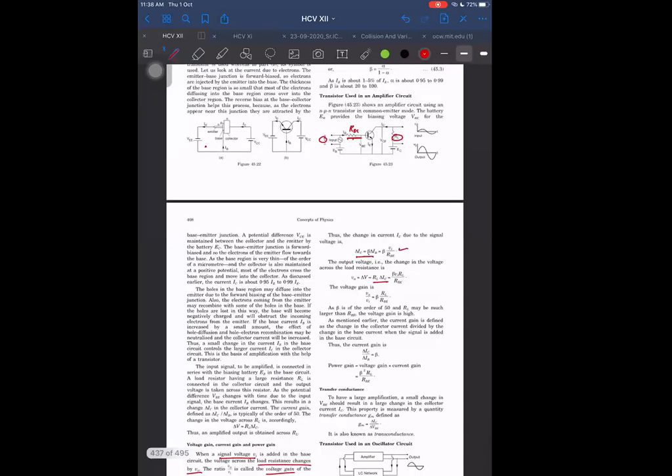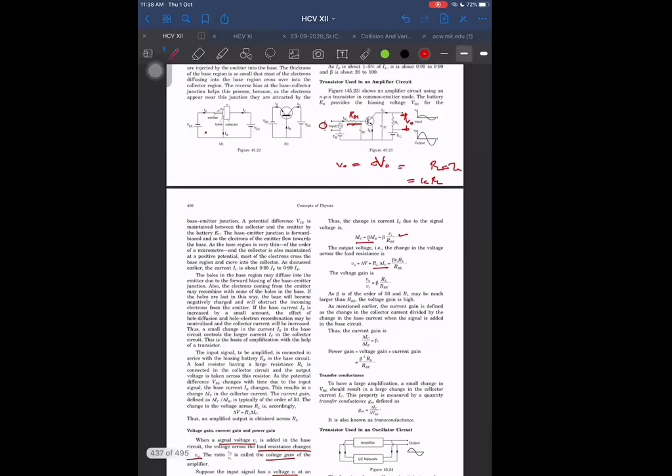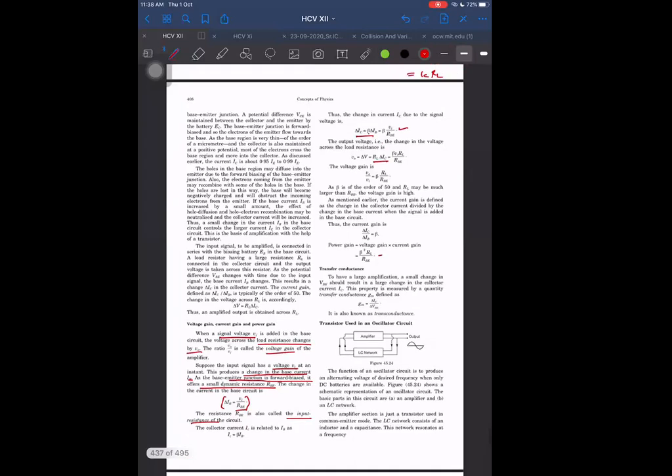RL is at the output, and the output voltage is obtained across it. This is the output voltage. So the change in output voltage, which will be small VO, will be nothing but RL into delta IC, or small IC into RL. So we know this all, and we know this also.